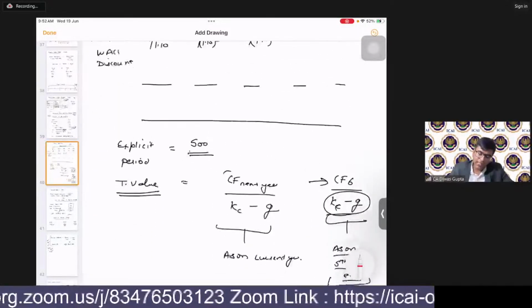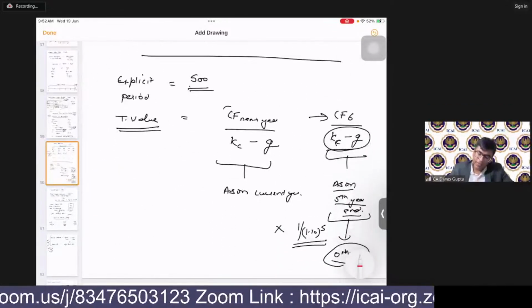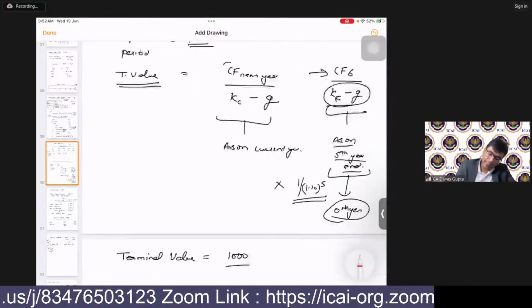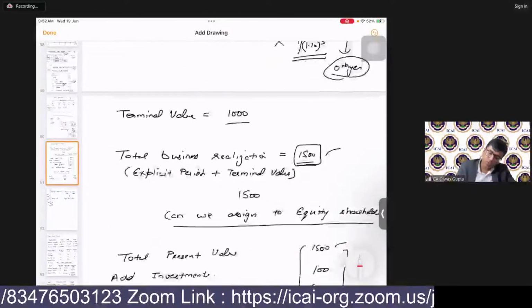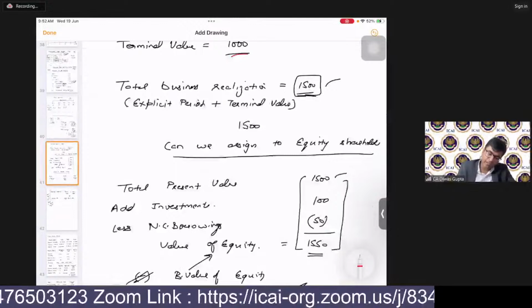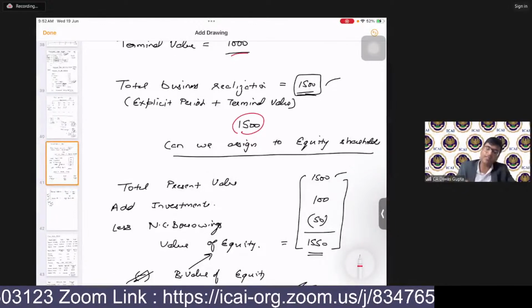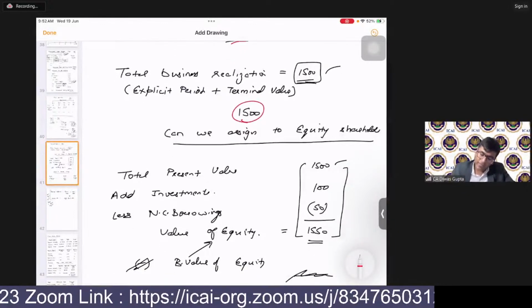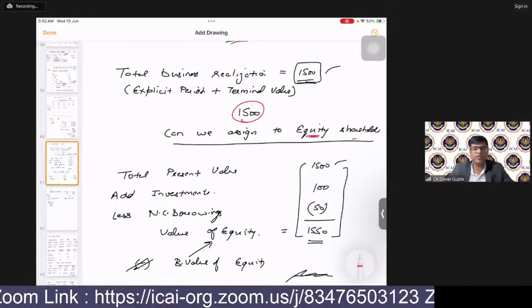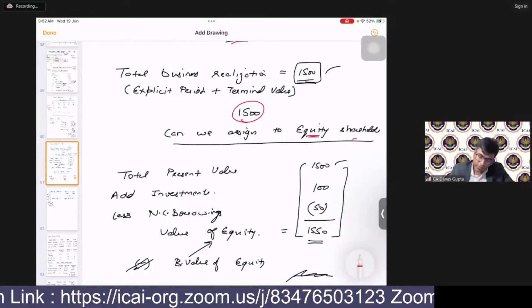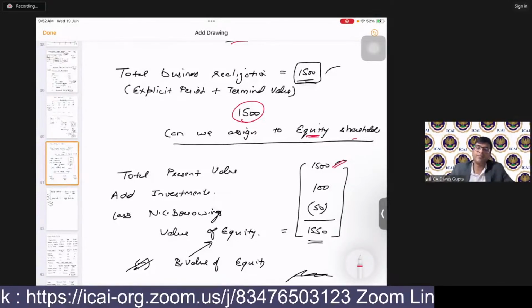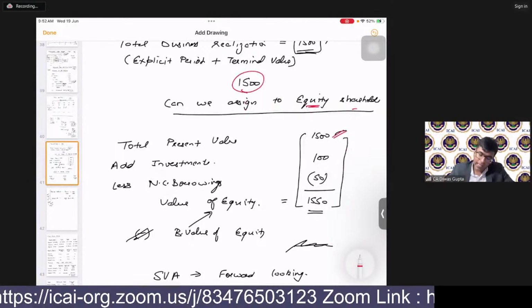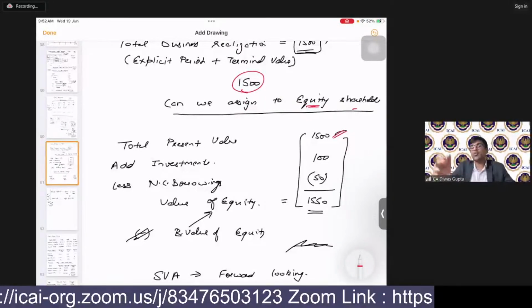So what I'm saying is, in totality, let's say the terminal value is 1000 and the explicit value is 500, it comes out to 1500, right? Can we say that 1500 is the equity shareholders' value? No, right? The total present value is 1500. Okay, in that, there are some outside investments.